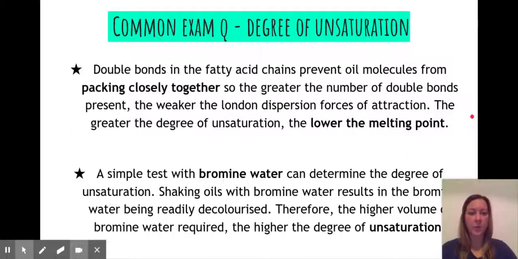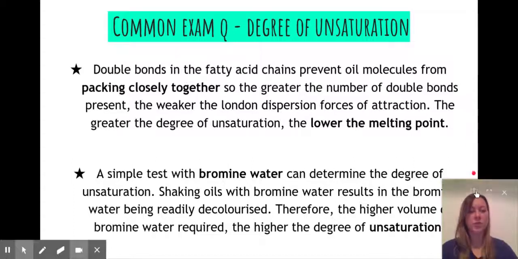Another common exam question, or it sometimes comes up, not as often as the first one, is the degree of unsaturation. Now this is usually a problem-solving question, but I'm going to give you some pointers here. Double bonds in the fatty acid chains are the thing that prevents an oil molecule from packing closely together. So the greater the number of double bonds, the weaker the London dispersion forces present. That means the more double bonds there are, the weaker the London dispersion forces, the more unsaturated it is, therefore the lower the melting point.